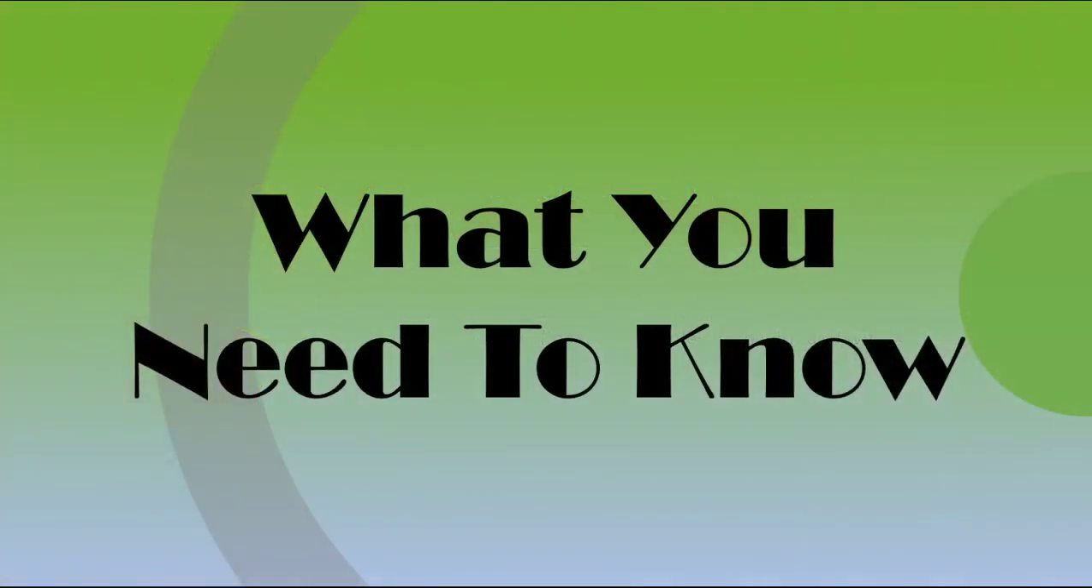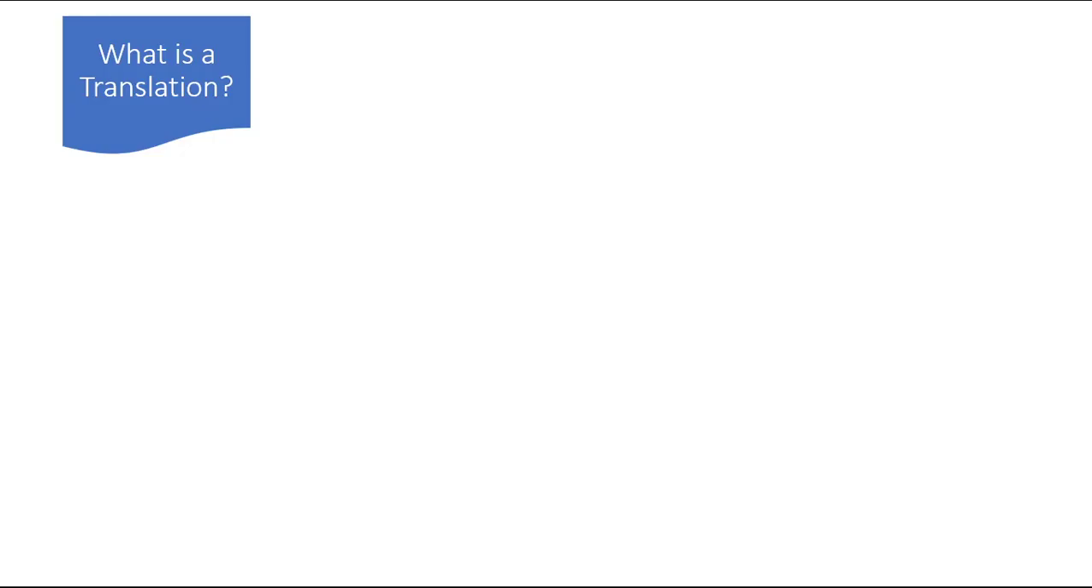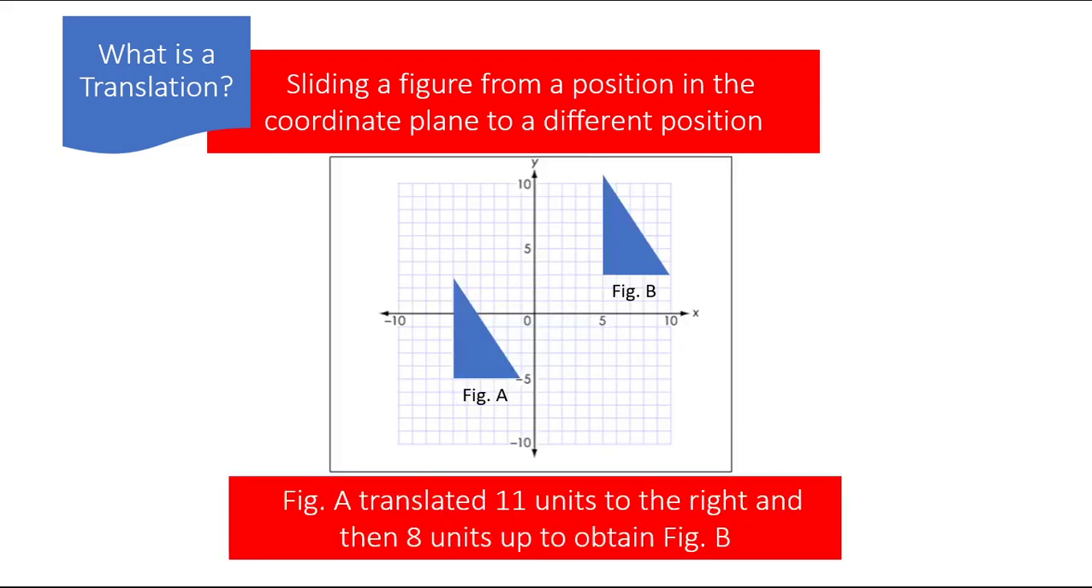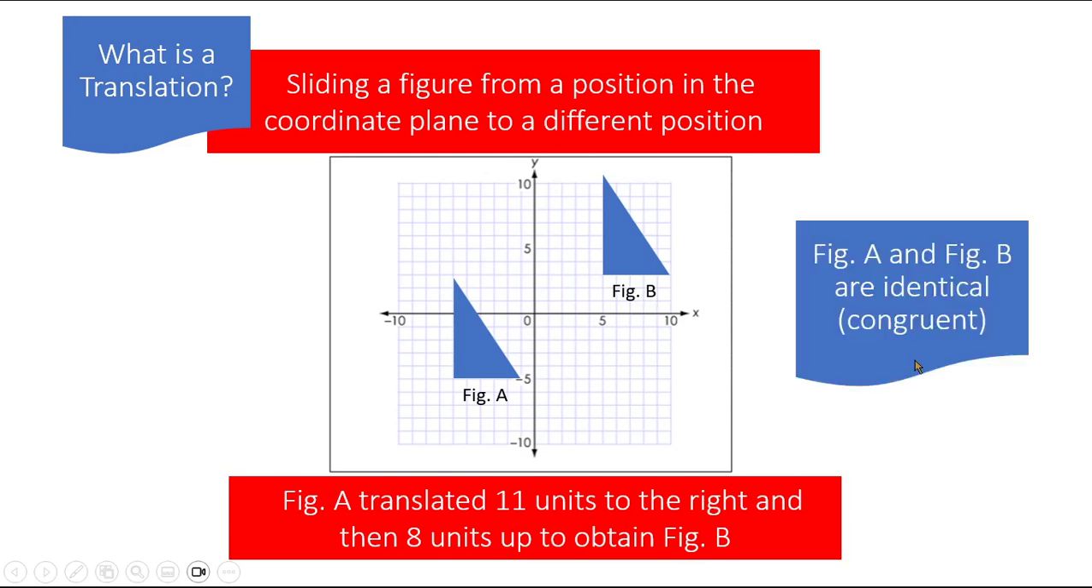Hello and welcome. Here is what you need to know before we get to the examples. What is a translation? A translation is sliding a figure from a position in the coordinate plane to a different position. Here's an example. This triangle, figure A, is translated 11 units to the right and then 8 units up to get figure B.